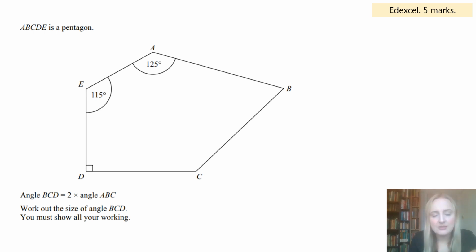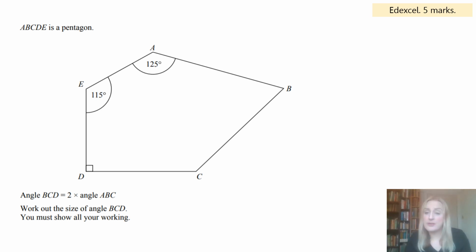We have a pentagon, and we're told that there's 2 unknown angles, and one of them is double the size of the other one. And so we want to work out the size of angle BCD. Now, I look at this question and I think, well, this is really testing 2 things. First of all, do we know the angle sum in a pentagon, which is basically testing knowledge? And then, do we know how to work with that information about those missing angles, about one of them being twice the size of the other one.